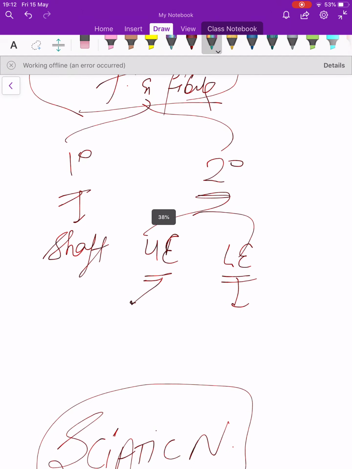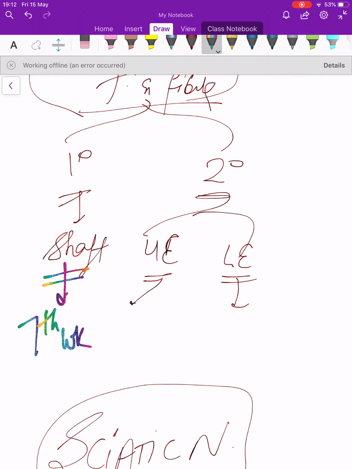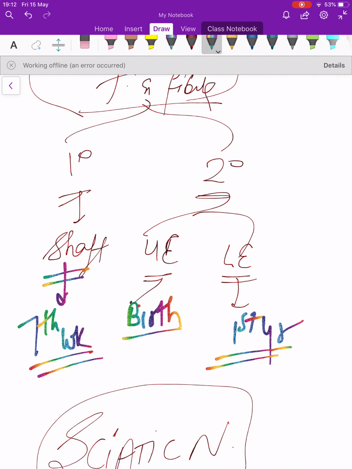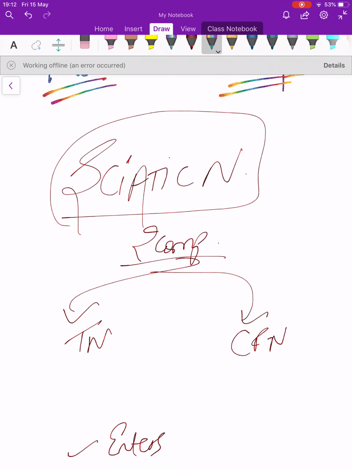So the primary ossification center for the shaft appears at the 7th week. Then the secondary center for the upper end appears at the time of birth. We are talking collectively about the fibula and the tibia. For the lower end, it appears in the first year. So at the 7th week, then at birth, and at the first year.